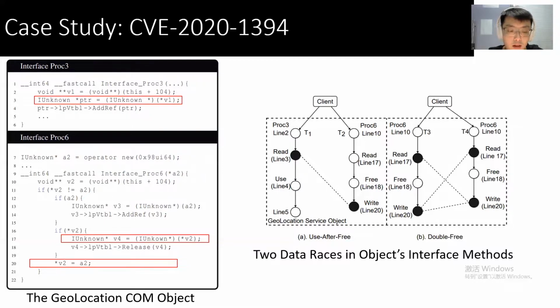Similar things happen when clients invoke PoC6 alone. If one free operation at line 18 happens before another free operation in another service thread, a double free will happen. The two circumstances both lead to privilege escalation in this scenario.